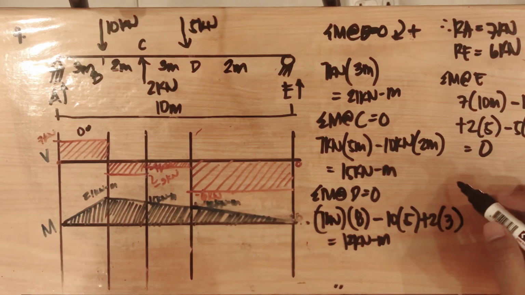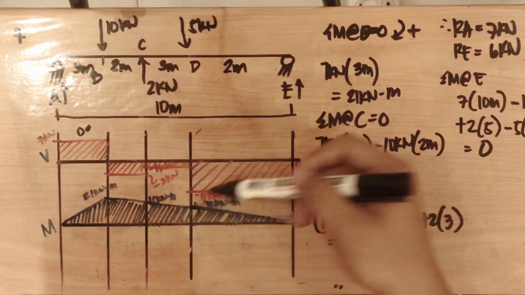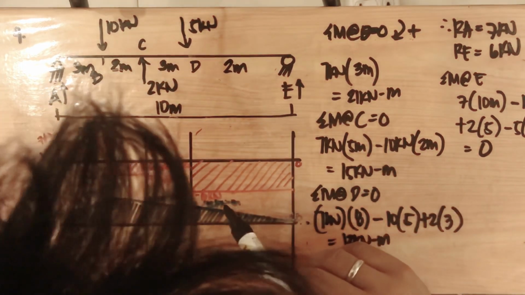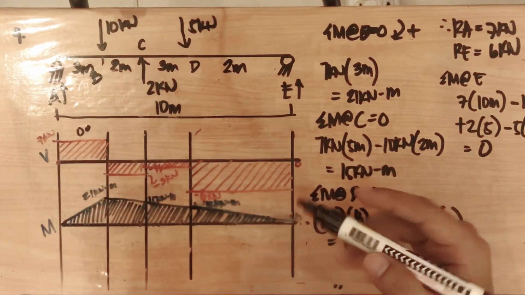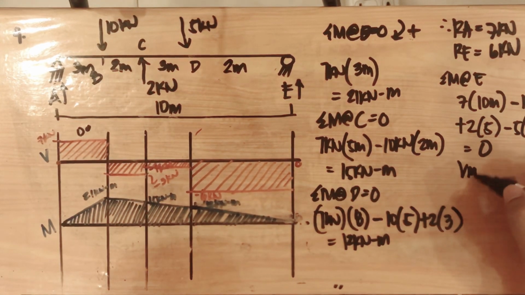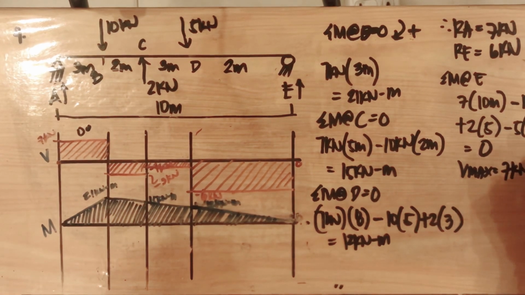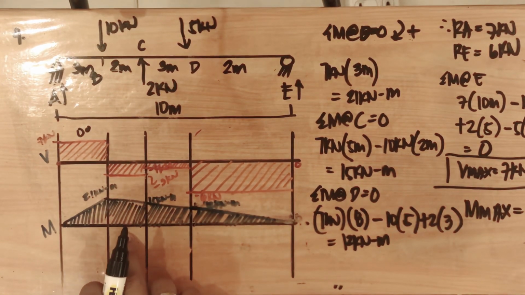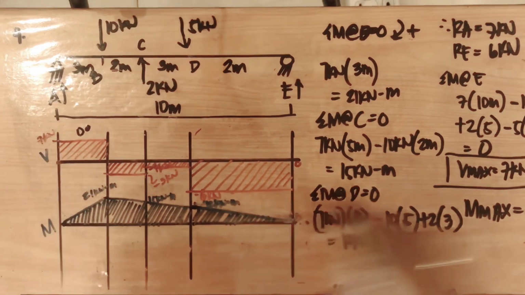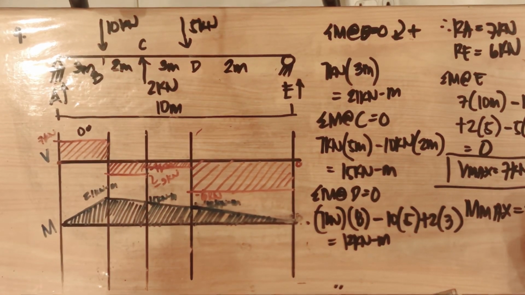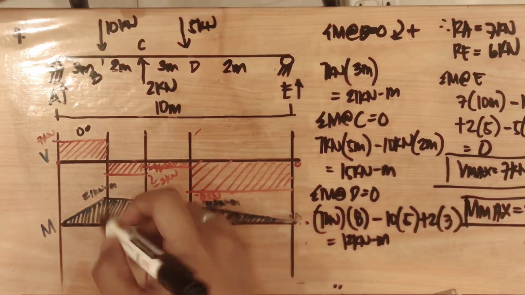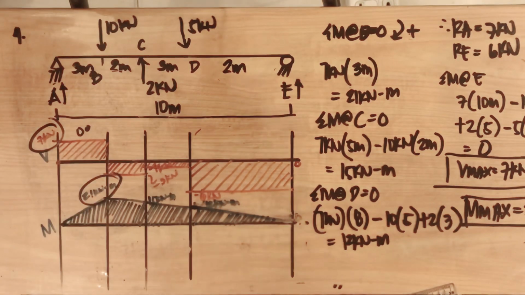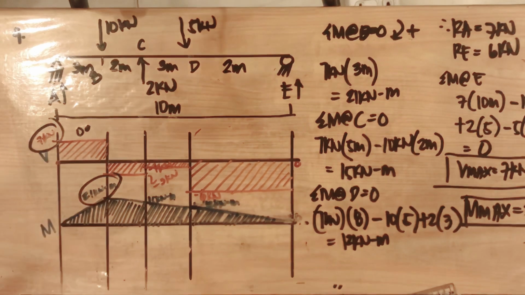For shear maximum, so hahanapin nyo lang yung highest value at the shear. So ilan ba yung highest value natin? So ito, negative 6, 7. So ang maximum shear natin, Vmax equivalent to 7 kilonewtons. So ito na yung ating maximum shear. Then for the maximum moment, hanapin nyo lang yung malaki dito. So maximum moment natin is 21 kilonewton per meter. So ayan, 7 and 21. That's all for problem number 4.